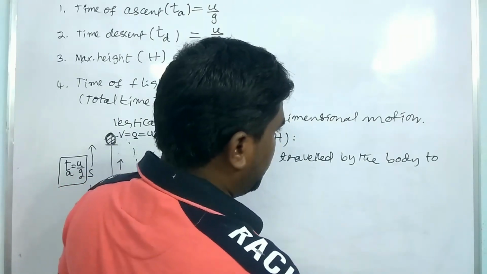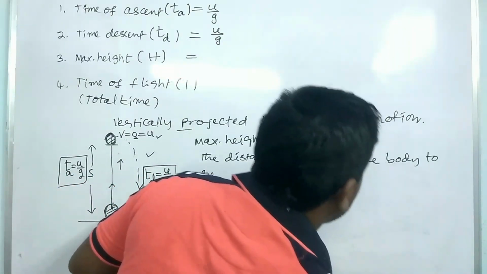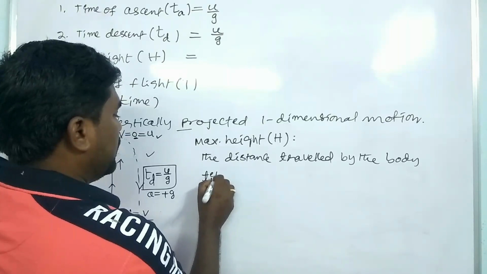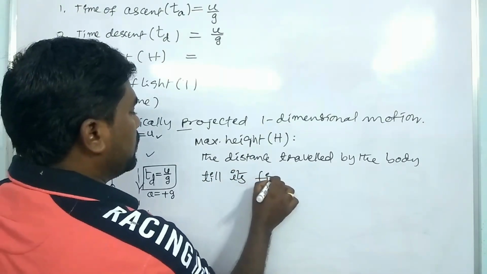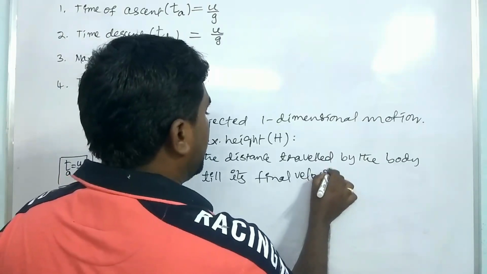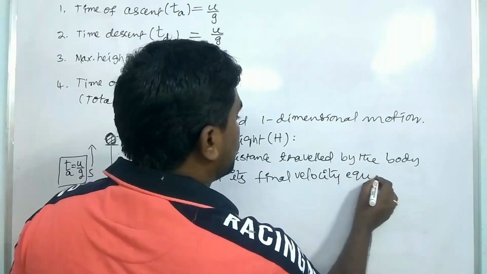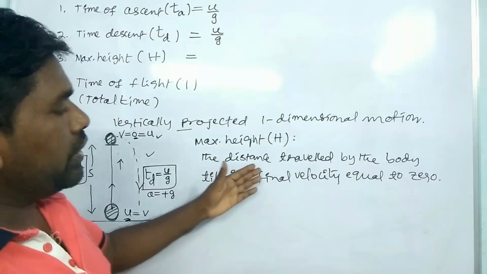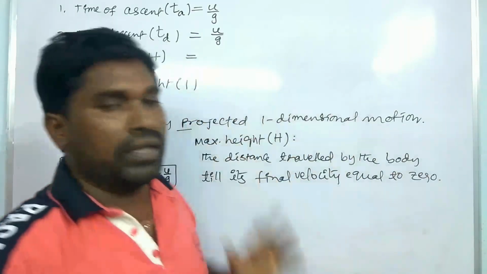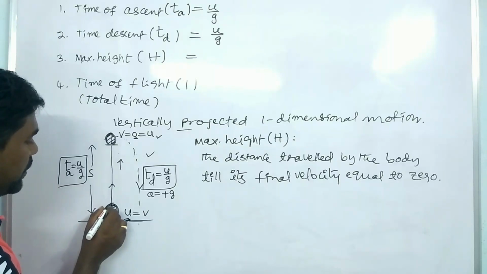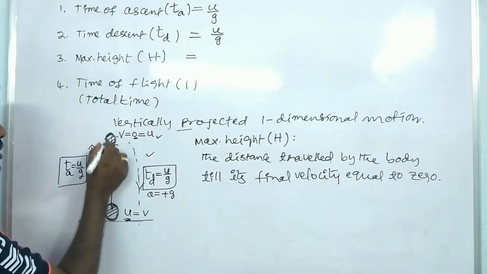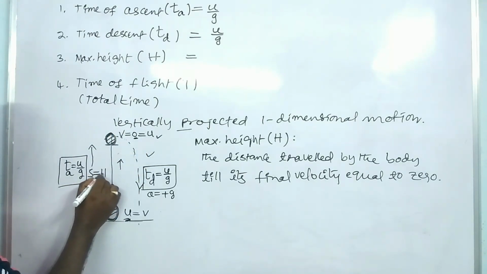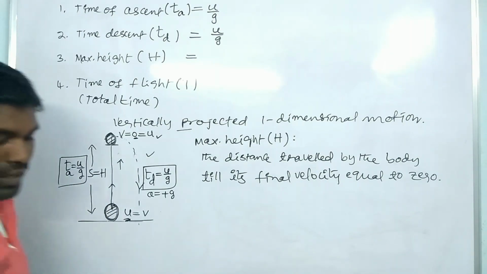until its final velocity is equal to 0. It means how much distance the body travels until it reaches 0 velocity. So the distance it takes to reach the final velocity equal to 0, that distance is equal to the maximum height, that is capital H.